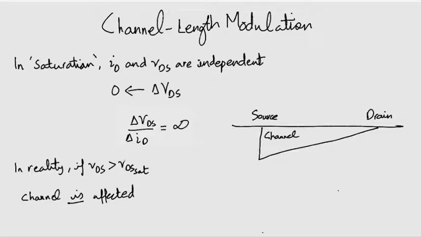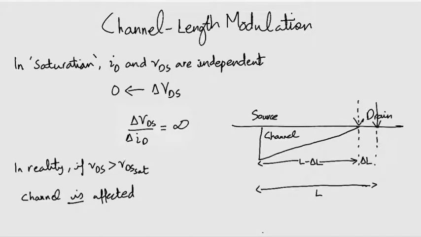The channel's pinch-off point, this one here, moves away from the drain and towards the source, like this. The voltage across the channel remains constant at VDS sat. The additional voltage appears across the depletion region between the boundary of drain, here, and the end of the channel, here. This voltage helps the electrons cross the depletion region into the drain.